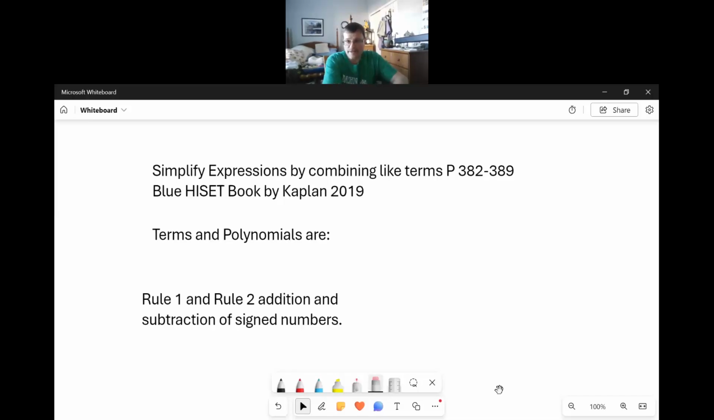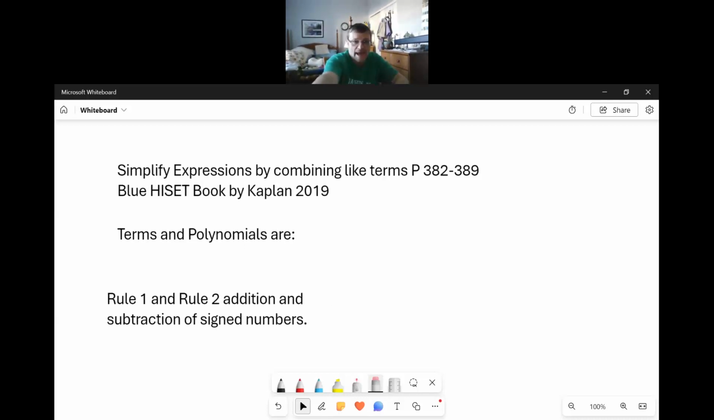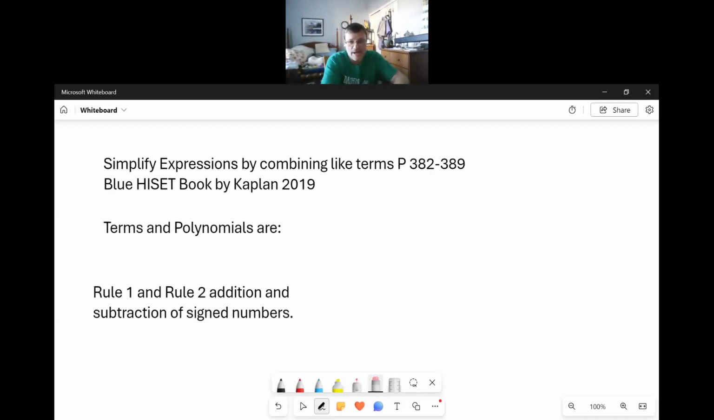So today we're going to talk about simplifying expressions 2. I already have simplifying expressions 1 uploaded. So we're going to go ahead and talk about more details on simplifying more intricate types of expressions. We are on pages 382 to 389 in that blue HiSET book by Kaplan.